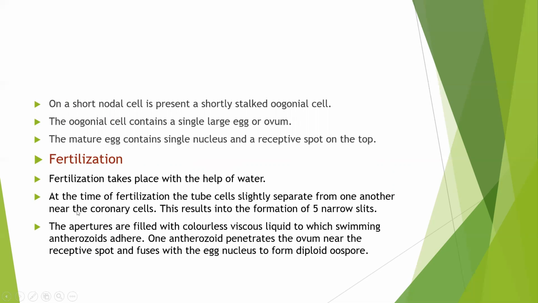What happens at the time of fertilization? The tube cells slightly separate from one another near the coronary cells. This results in the formation of 5 narrow slits. Then the apertures are filled with colorless viscous liquid to which the swimming antherozoids adhere, and then one antherozoid penetrates into the ovum near the receptive spot, and the male gamete fuses with the egg nucleus to form a diploid oospore.